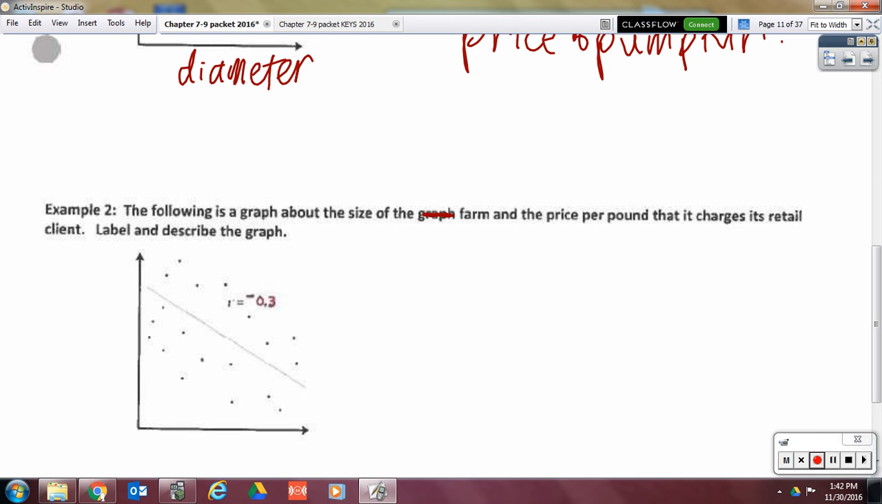Maybe small farms are specialty farms and they're charging more per pound, whereas big huge farms are just putting products through, and those are going to Walmart, where it's $3 for a pumpkin. Do you think the price per pound is telling you the size of the farm, or do you think the size of the farm is explaining the price per pound? Good. So the size of the farm is my explanatory variable, and it is explaining the price per pound.